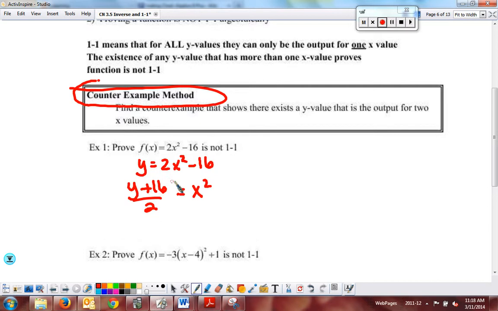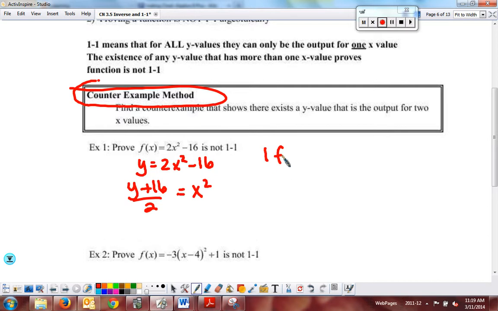8, that would give me square. I want a nice one. I would do 2, because 2 plus 16 is 18, and 18 divided by 2 is 9. Okay? That's just me trying to get a nice one. You don't really need a nice one, but it always is good to have nice numbers.